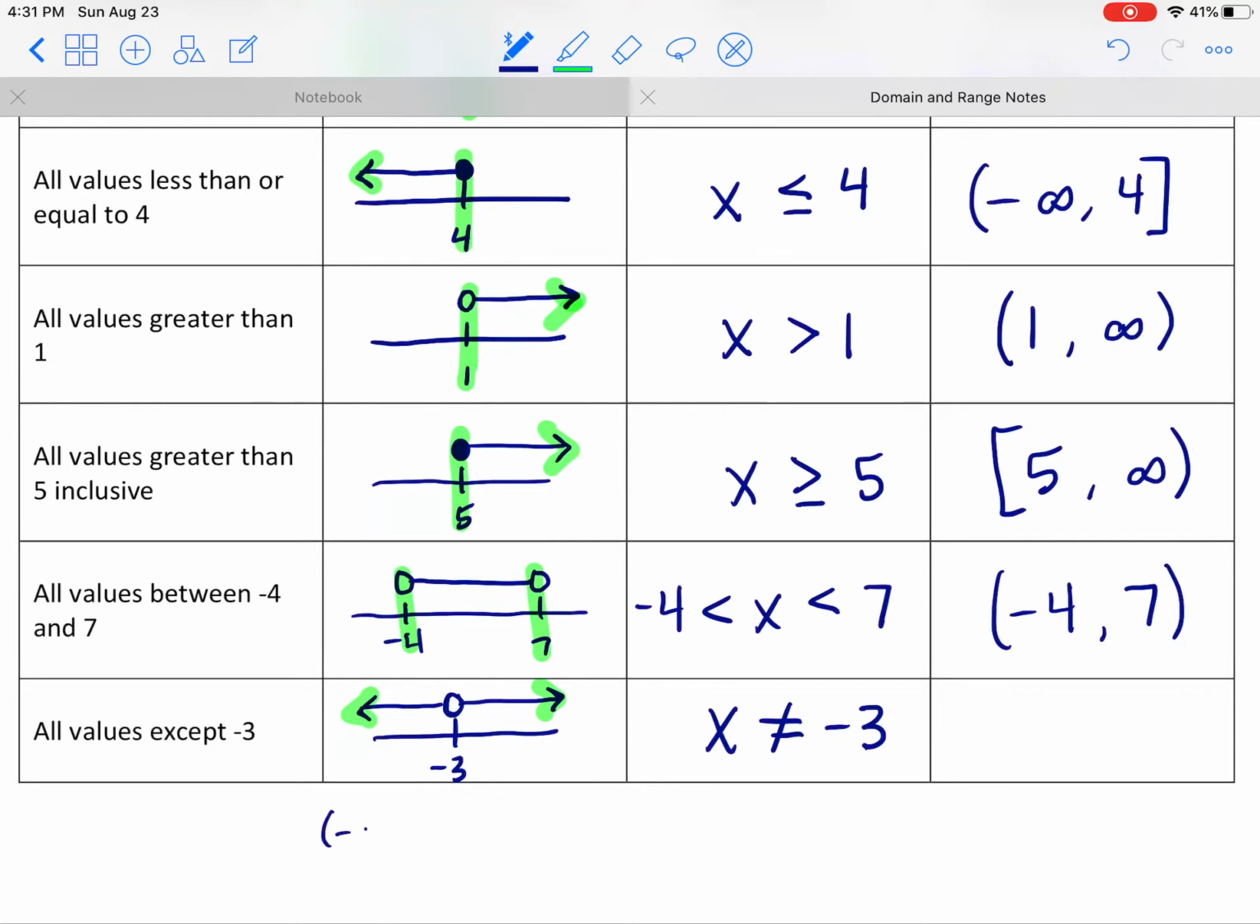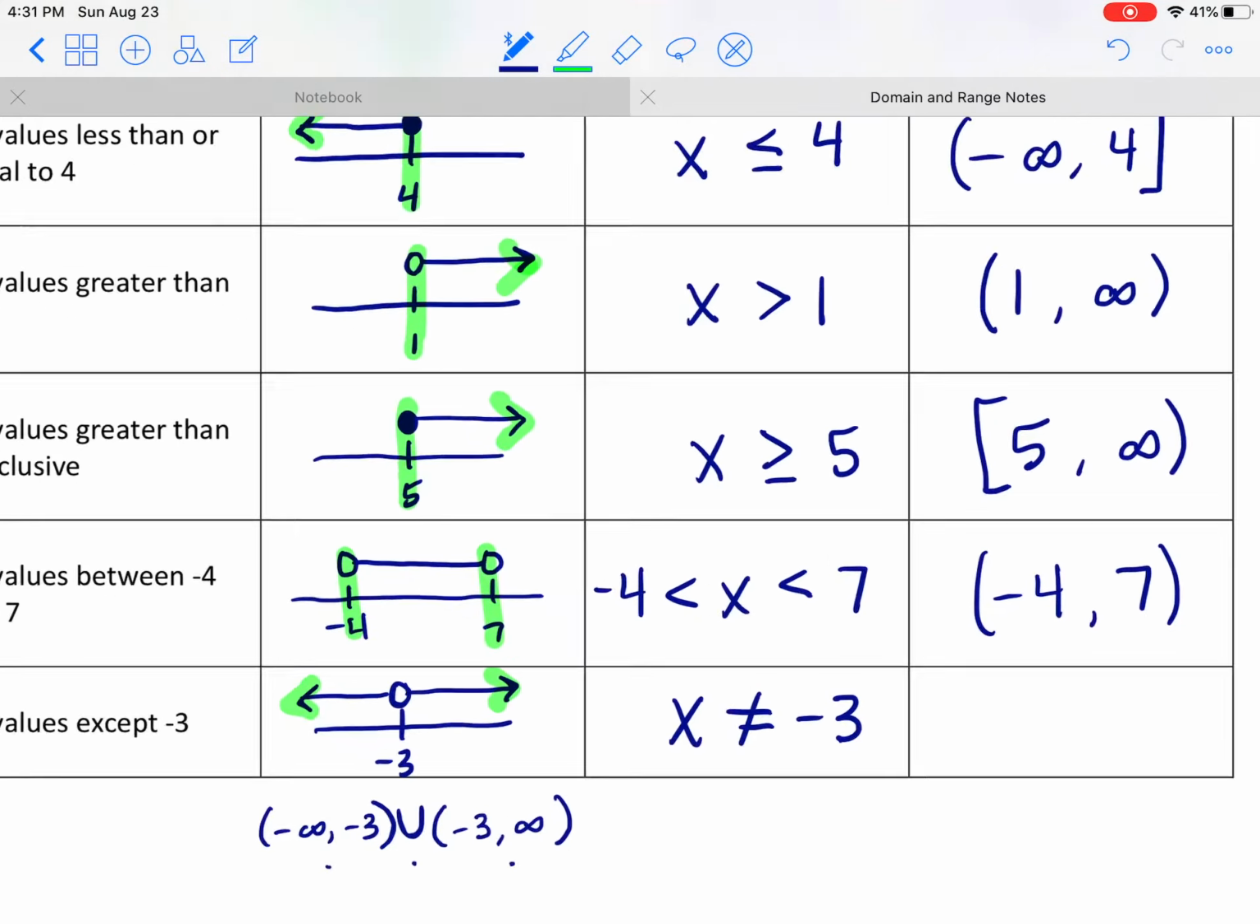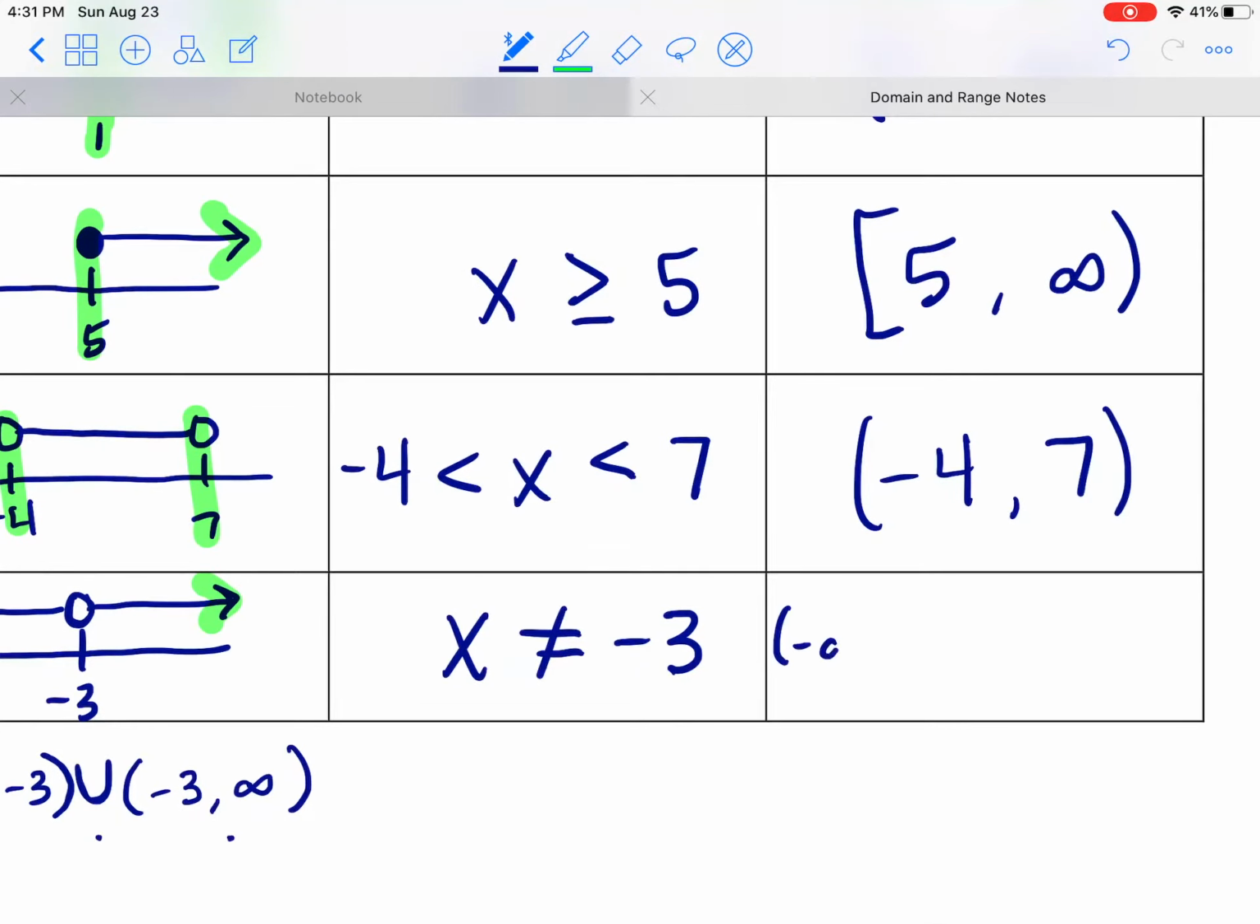This interval goes from negative infinity to negative 3, and we're going to keep a parenthesis to exclude it. And then we have the second interval, which is everything from negative 3 to positive infinity. And we combine these using what we call a union symbol. So it could be these values, or it could be these values, is what that says. So we want everything from negative infinity to negative 3 united with, which is just our symbol for or, everything from negative 3 to positive infinity. So this is a union symbol.